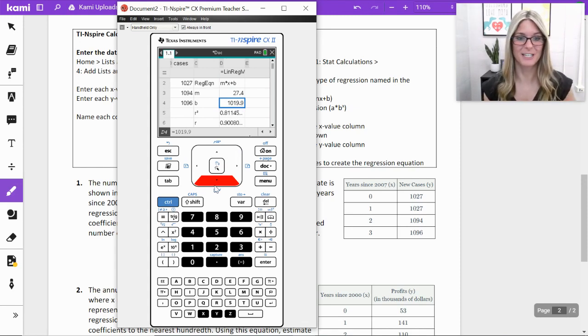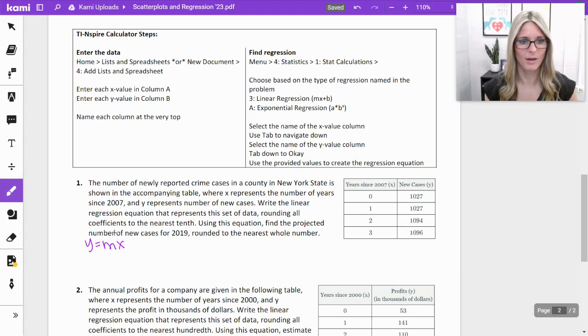So let me get that written down for us. Y equals mx plus b. We said that m was 27.4. Got it written here on my paper. And b was 1019.9. Let's plug that in to make our equation.